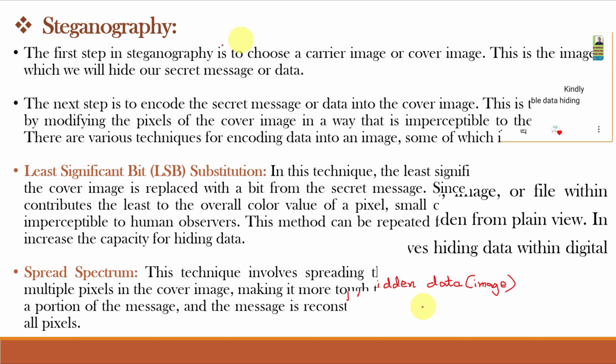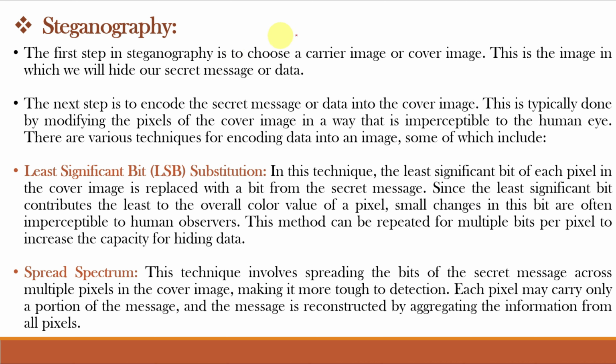Okay, so let us start. For steganography in image processing, we have two images: the carrier image or cover image, and the secret image or secret data. In the carrier image, we hide our secret message, data or image, and this is done typically by modifying the pixels of the carrier image in such a way that it is imperceptible to the human eye.